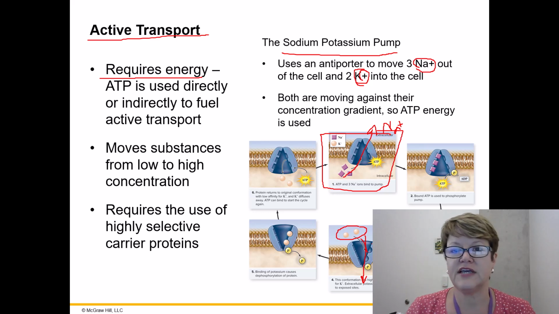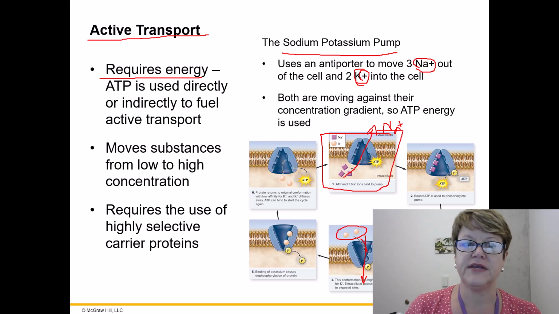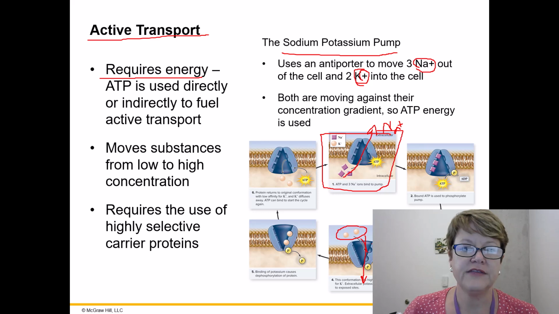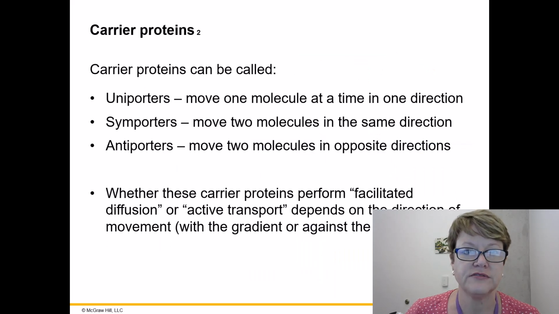And so both of them are being moved against their gradient. It doesn't have to be two things that are moving, but the sodium-potassium pump happens to be two different things moving through the same carrier, which you'll remember is possible. Usually one thing moves, but it can be two. And they're being moved with the help of an expenditure of energy. So it fits the definition of active transport. So that's called the sodium-potassium pump. It's a good, well-studied pump, and we use the word pump, it implies that there's energy being used when you use that term. But it's a carrier protein that requires energy to do its function.